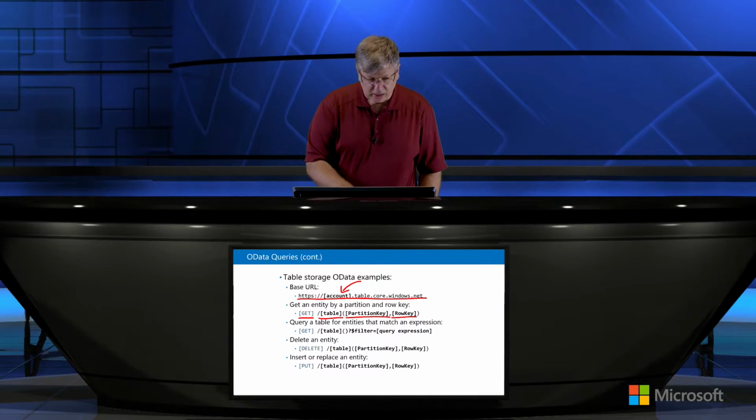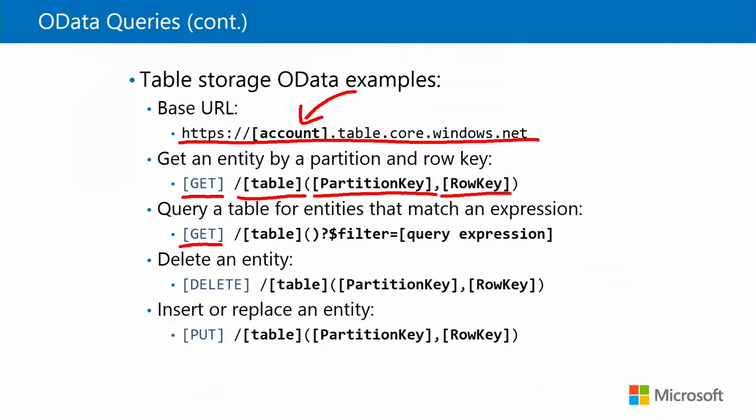So how would a query against the table work? Well, it would be a get because you're returning data. You would still have the table, but this time you would not specify the partition key and row key. You would just have empty parentheses in the URL.